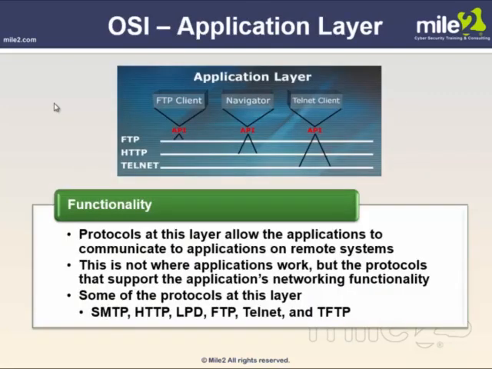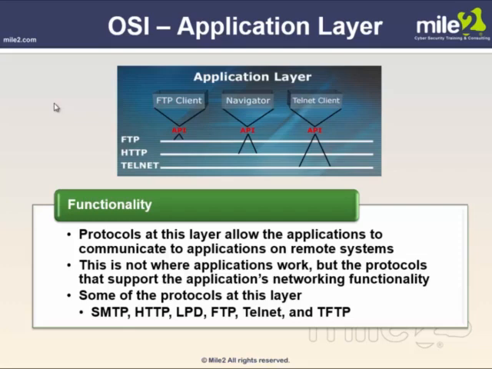Let's take a peek at the application layer, which is the top layer, also known as Layer 7. Now, Layer 7 is the application, as we already mentioned. This is where protocols are going to allow the applications to communicate to applications on the remote system. Now, this is not where the applications work, but the protocols that support the application's networking functionality.